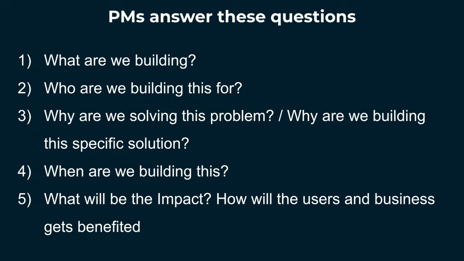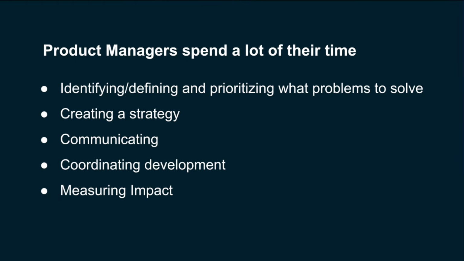So a PM can answer, why are we solving this problem, and why are we solving this problem right now, right? There are multiple problems to solve. Why are we solving this problem? That is prioritizing the problem. And whom are we solving for? Who are the users? What are the pain points? What are we building, right? And what will be the impact for the users as well as the business?